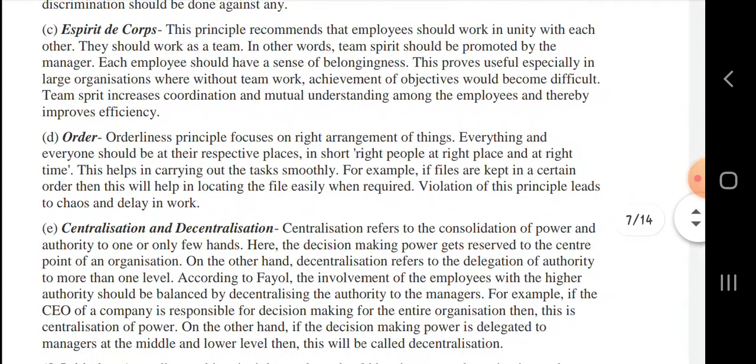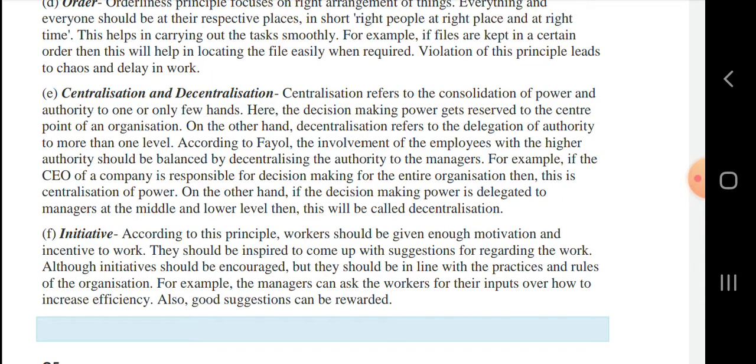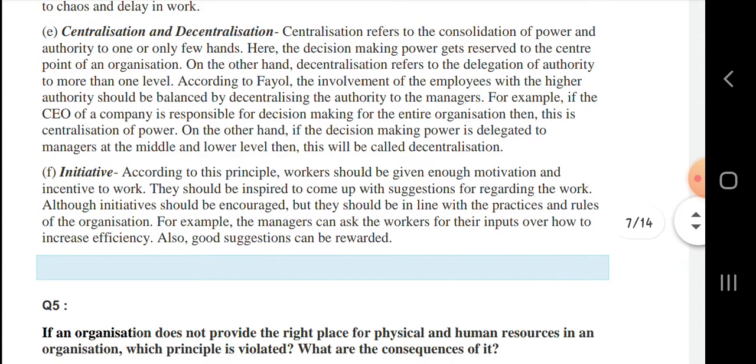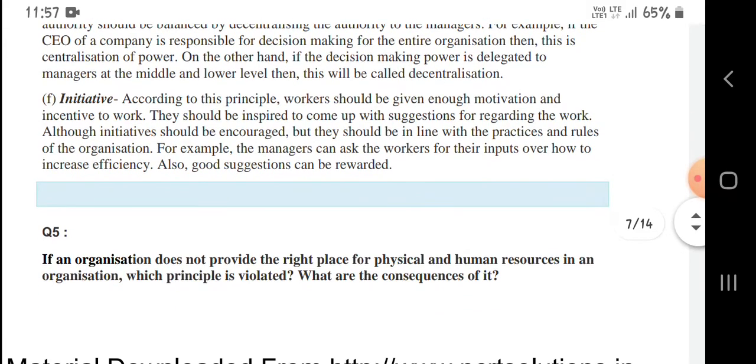And esprit de corps. This principle recommends that employees should work in unity with each other. They are one. And order. The order principle focuses on the right arrangement of things. Things should be arranged in an orderly way. And centralization and decentralization. Centralization refers to the consolidation of power and authority in one or only a few hands. And initiative. According to this principle, workers should be given enough motivation and initiative to do their work.